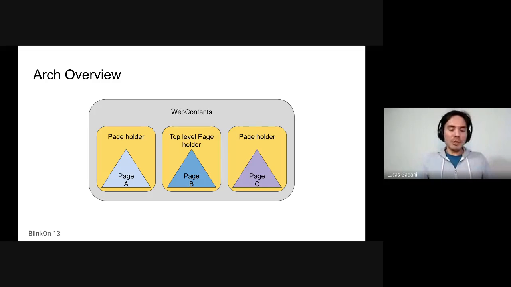So I want to give a little bit of an architecture overview. We have the web contents. The web contents has multiple page holders. The naming is TBD, but each of the page holders holds a page, and then the page can be activated. And I'm going to let Carlos talk a little bit about the core navigation and the changes that are expected for the embedders. Carlos, do you want to take over?